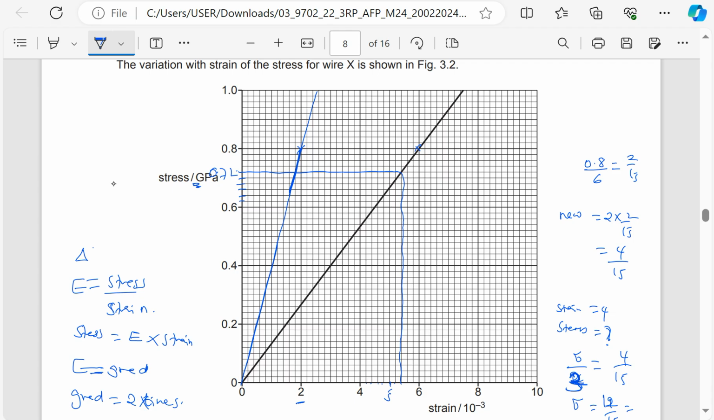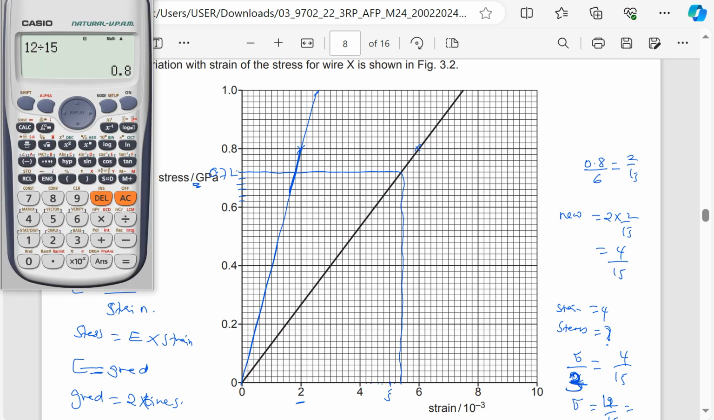Okay, so this line is having a gradient which I think is twice. The other one we can check. 0.8 divided by 4, divided by 2. 0.8 divided by 2 is 0.4. No, it is supposed to be 3. Sorry about this.